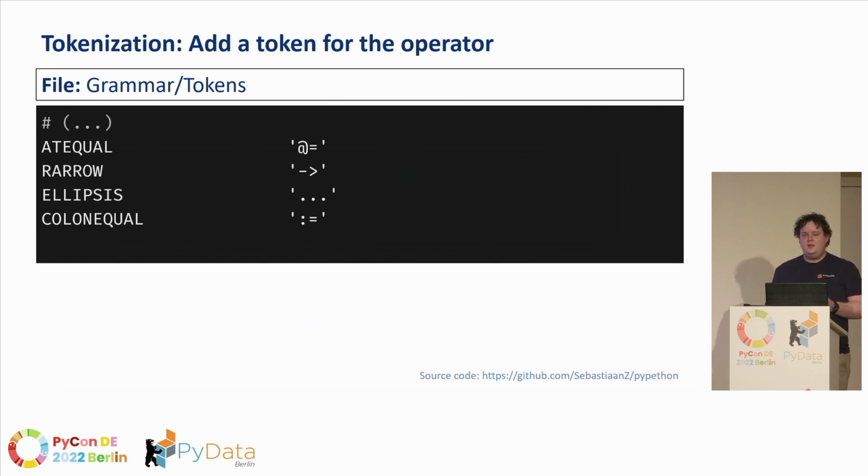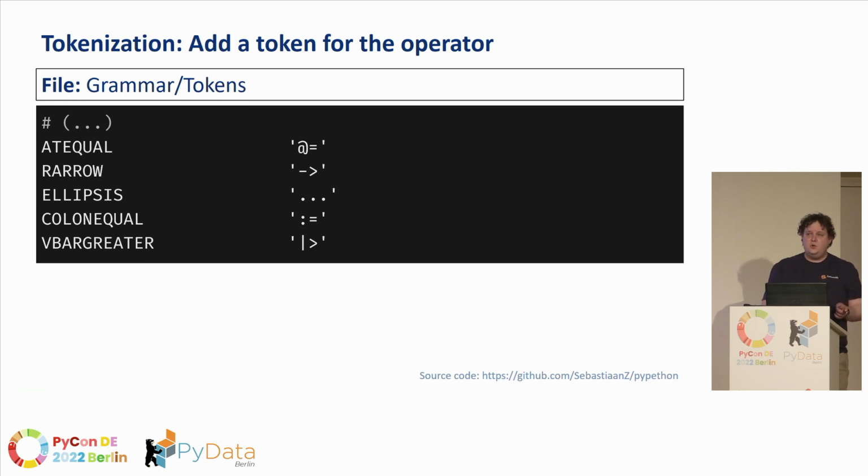Because in the Python source code, there's a grammar folder and there's a tokens file in there. And this is basically just mapping the name of the token to the character sequence of the token. So you can see a few here. At equal is the character sequence of an at and an equal sign. And we're just going to add a new entry to this, the v-bar greater, map it to the characters. And basically, this is enough to specify the token.